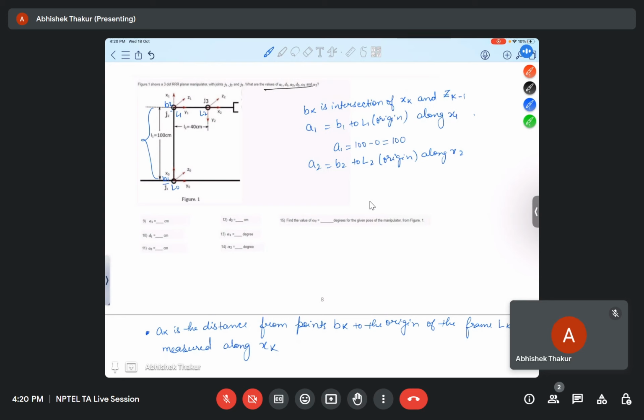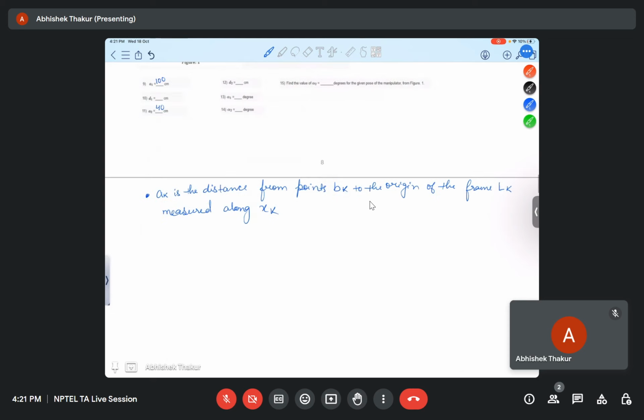So this gap is the A2, so that is equal to 40 centimeter. So AN we can write as 100 centimeter. A2 is equal to 40 centimeter. Now we will solve for D.